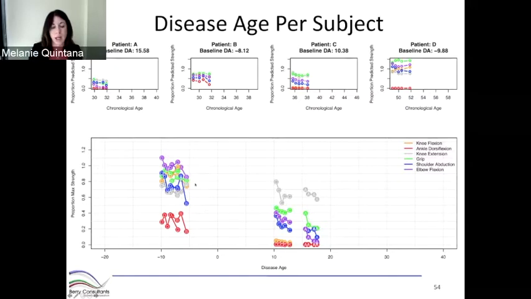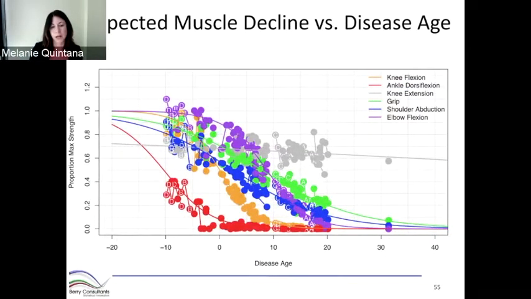Patient D here we think is probably a lot less progressed than the others based on what we're seeing in the other muscle groups, whereas patient A is probably one of the most progressed. Maybe their disease age is around 10, 15. So we take all these snapshots, we put them together in the overall bigger picture puzzle of how this disease progresses.